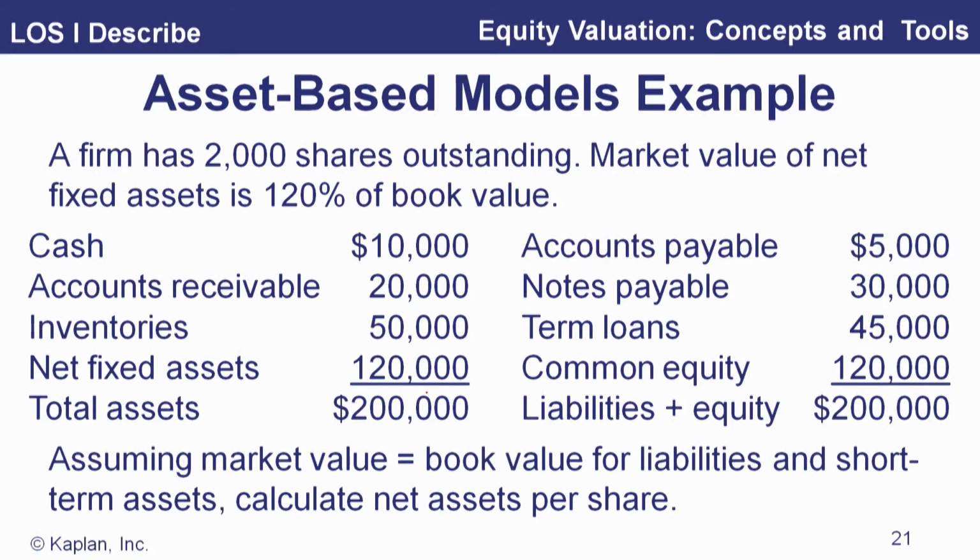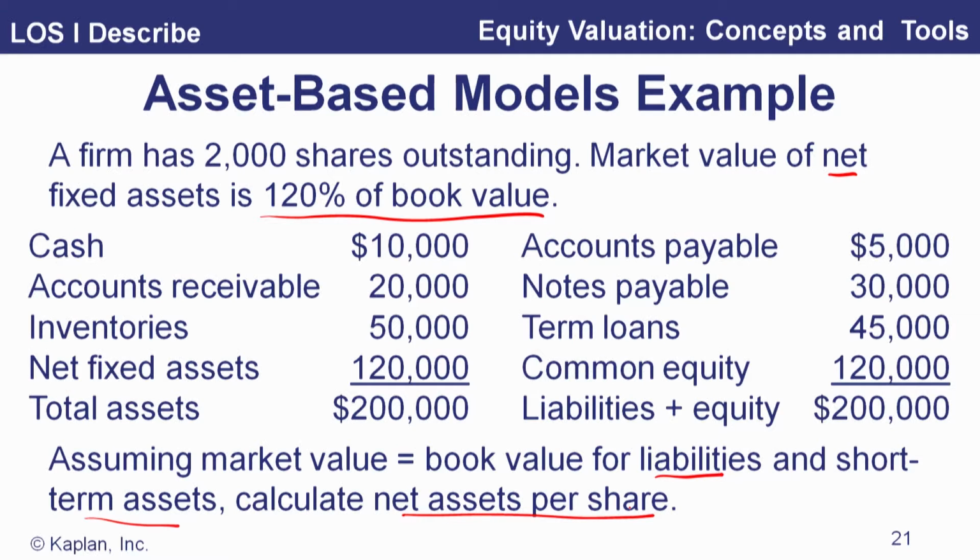So let's just take a look at an example here. A firm has 2,000 shares outstanding. Market value of net fixed assets is given, 120% of book value. And then we've got some accounting numbers here. Assuming market value equals book value for liabilities and short-term assets, calculate net assets per share.